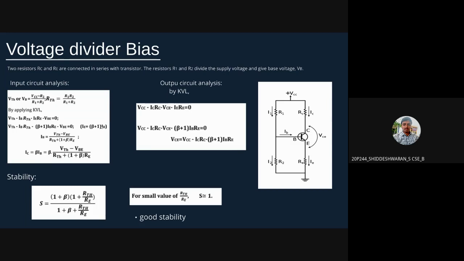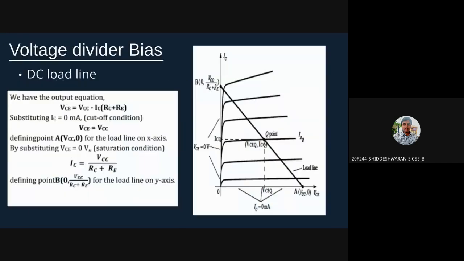As in the previous biasing, we can take input and output circuit analysis and derive the equation. By calculating the stability factor, we get that the stability factor is approximately equal to 1, which means this voltage divider bias is more stable than base bias. The DC load line of a voltage divider bias is very similar to base bias, except that the current equation is VCC by RC plus IE.